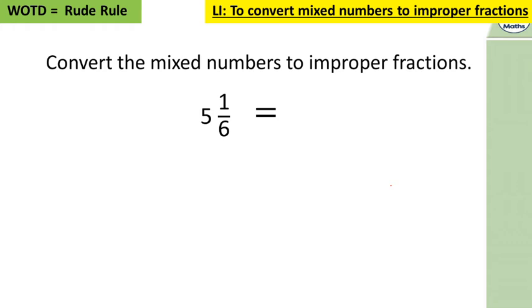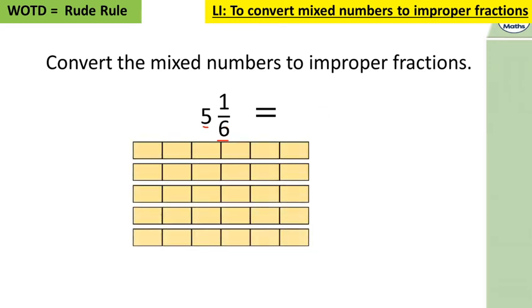Convert the mixed numbers to improper fractions. So we have 5 1/6. This is a mixed number because we have the wholes with the fractions. So we want to do 5 and 1 sixth to an improper fraction. So we're going to visualize that. So here we have 5 wholes, 2, 3, 4, 5, and they're split into 6 equal parts, all of them. And then we have a sixth.